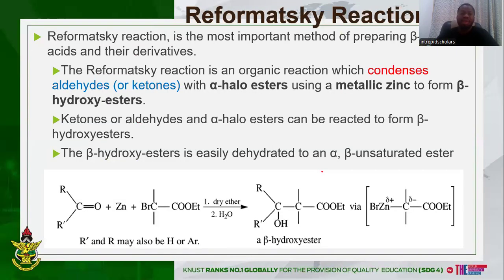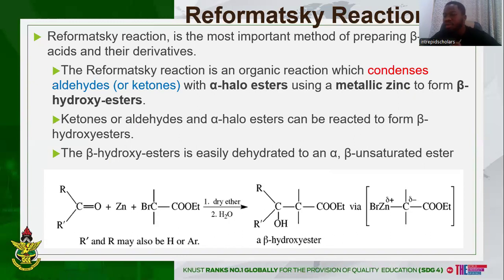Now, the Reformatsky reaction. We are saying the Reformatsky reaction is the most important method for preparing beta hydroxy acids and their derivatives. The Reformatsky reaction is an organic reaction which condenses... Now, these are the materials we need. We need either an aldehyde or a ketone. Then we need an alpha haloester. And then we need zinc metal.